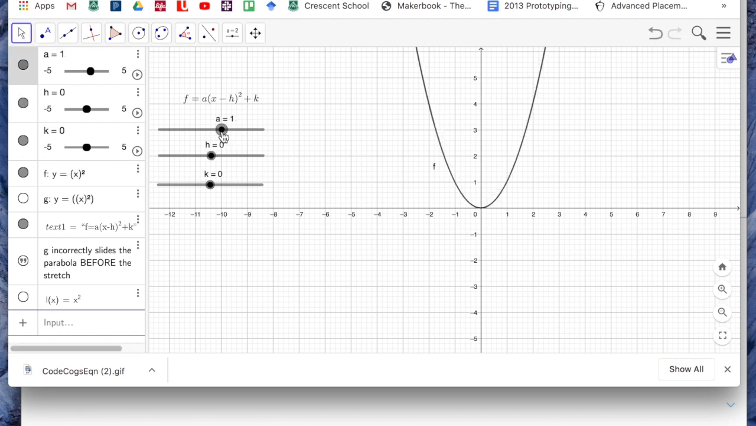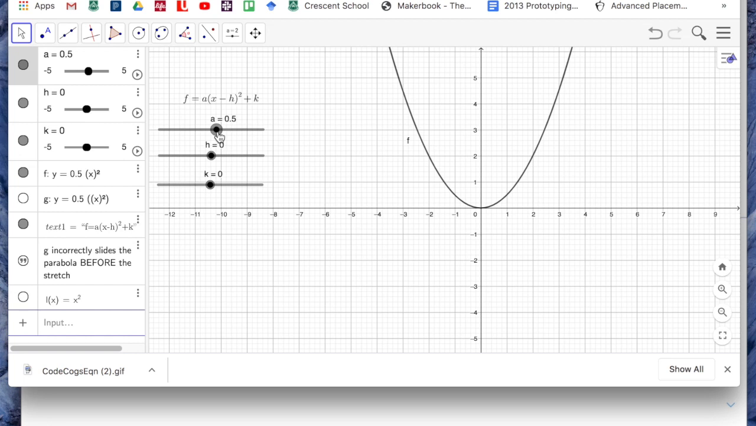As a gets bigger, my parabola gets skinnier. Now for a brief period between 0 and 1, let's move this slowly. When a gets back to 1, we have our parent function again, but as a gets smaller than 1, our parabola gets bigger, fatter, until we get to 0. And at 0, this is meaningless. We don't have a parabola because we're multiplying our function by 0. What happens when a is less than 0?